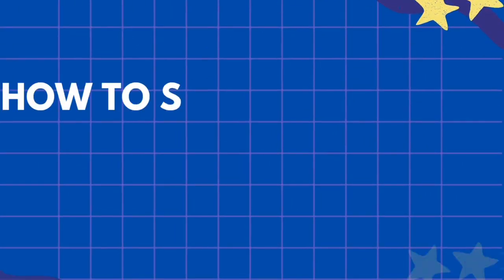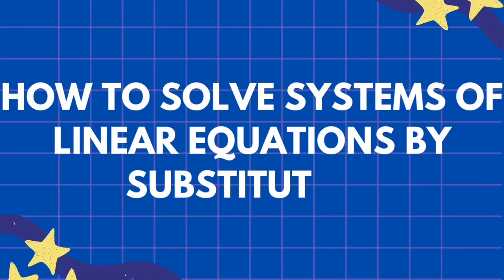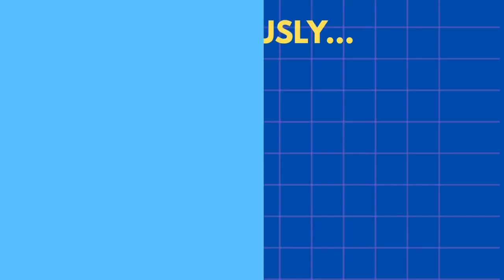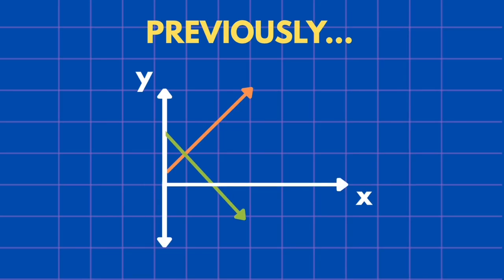Today we'll learn how to solve systems of linear equations by substitution. In our last lesson, we solved systems of linear equations by graphing. We found the solution by locating the point where the two lines intersected. Graphing is a great way to visualize what's happening, but it has one limitation. If the lines intersect at a point that isn't a whole number, such as 2.5 and 4.75, it's difficult to read the exact answer from a graph.